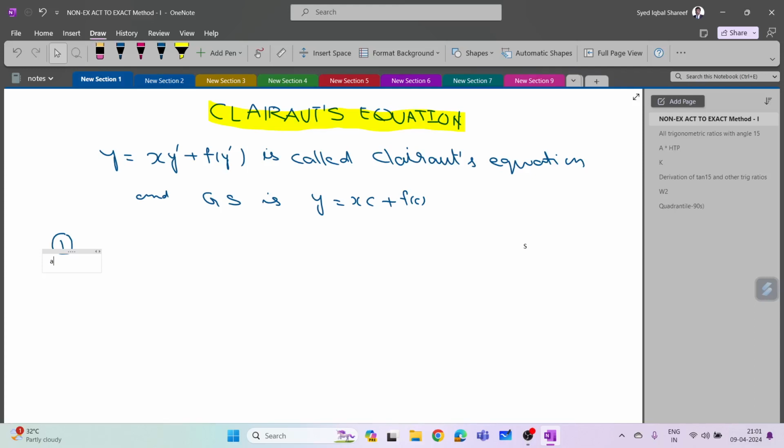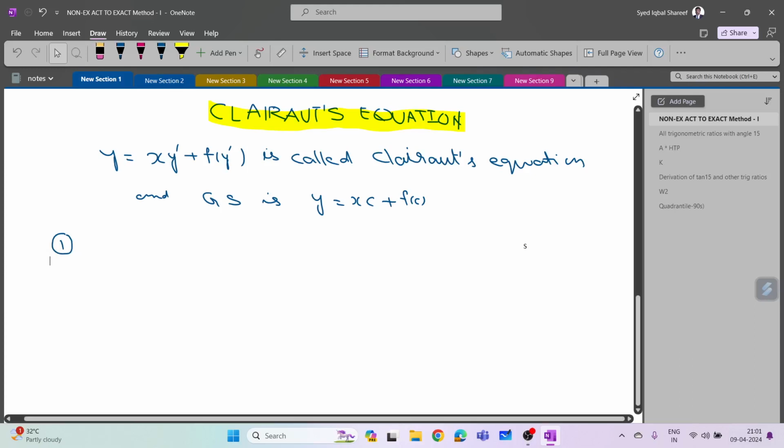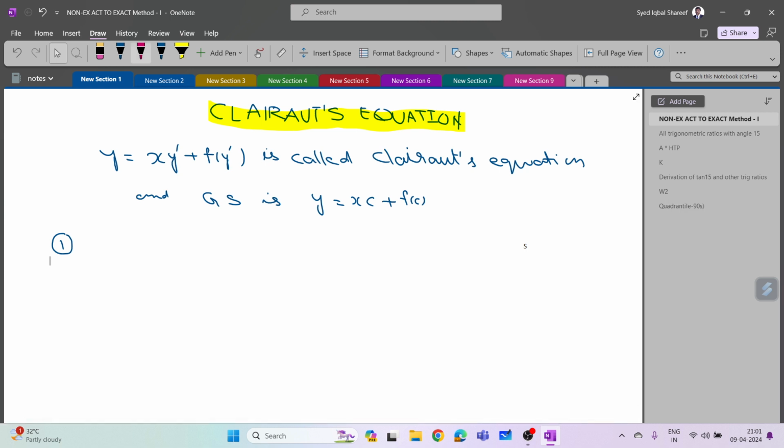Hi everyone. Today we'll discuss Clairaut's equation. What is Clairaut's equation? y equal to x y dash plus f of y dash is called a Clairaut's equation, and its general solution is y equal to xc plus f of c. Now we'll do a few problems.